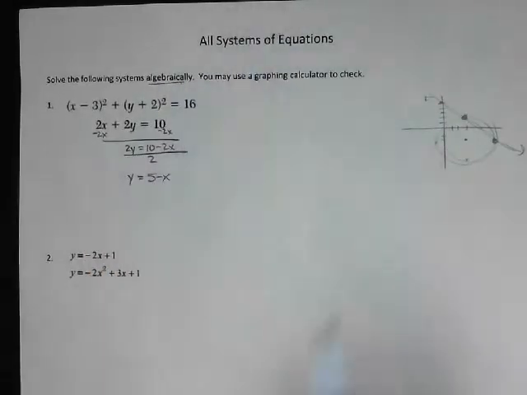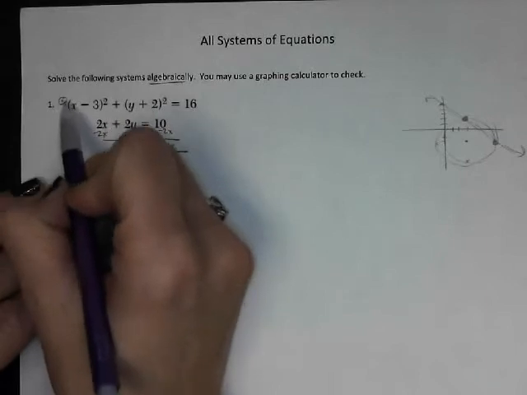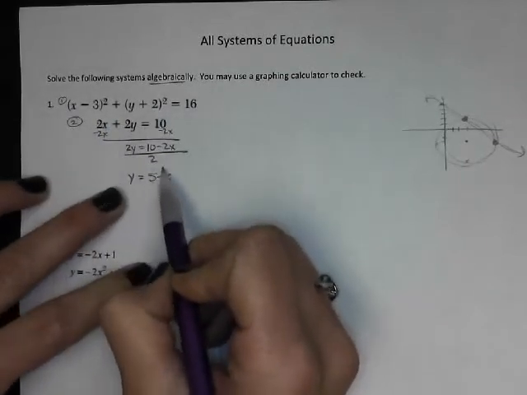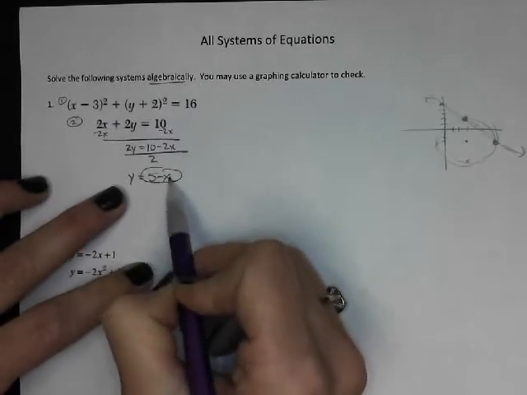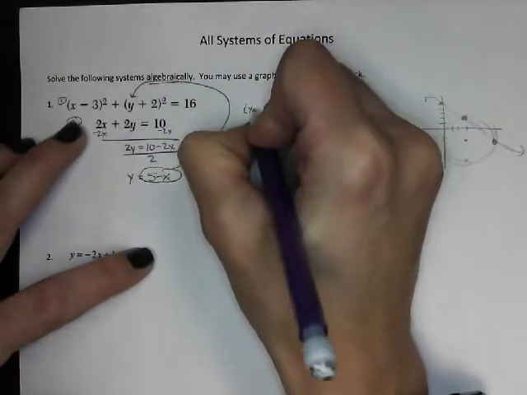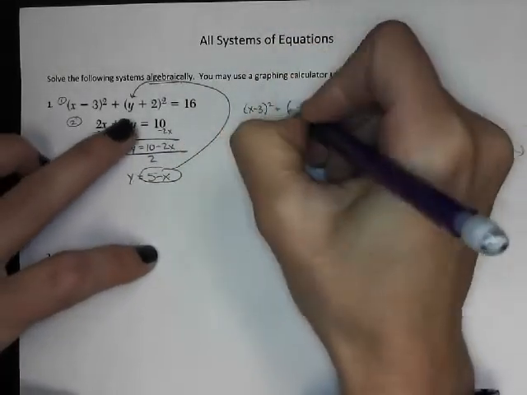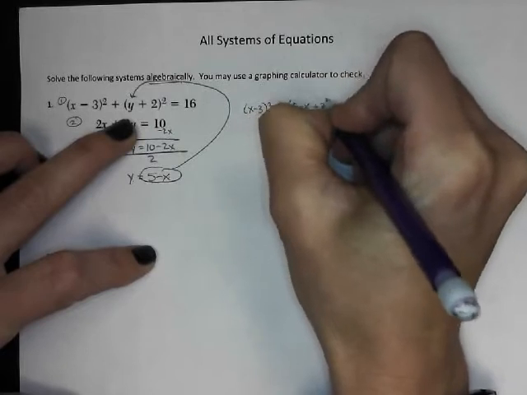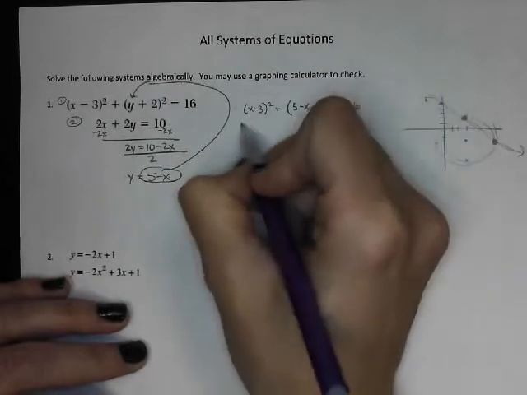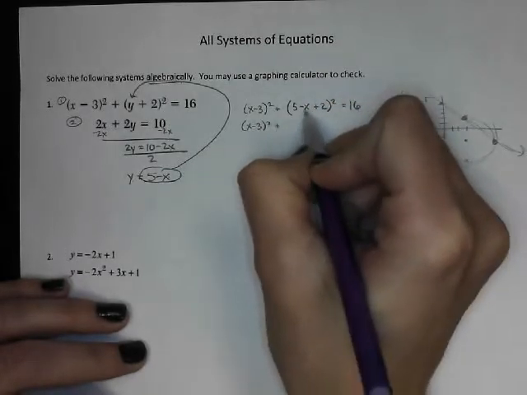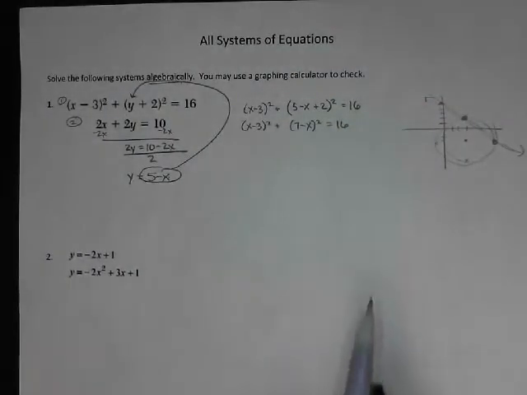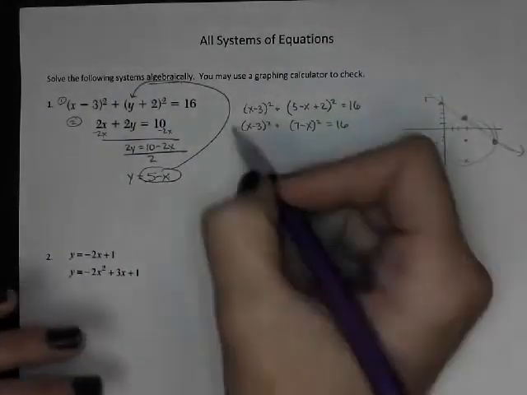But algebraically, we have to do the substitution. So in equation 1, it's a circle. Equation 2 is the line. I always solve the linear for a variable. And then, since 5 minus x equals y, I can plug it in up here. So I get (x - 3)² + (5 - x + 2)² = 16. And then I'm going to clean this up. So (x - 3)² + (7 - x)² = 16. And then it's all in terms of x. So just solve it. It's quadratic.